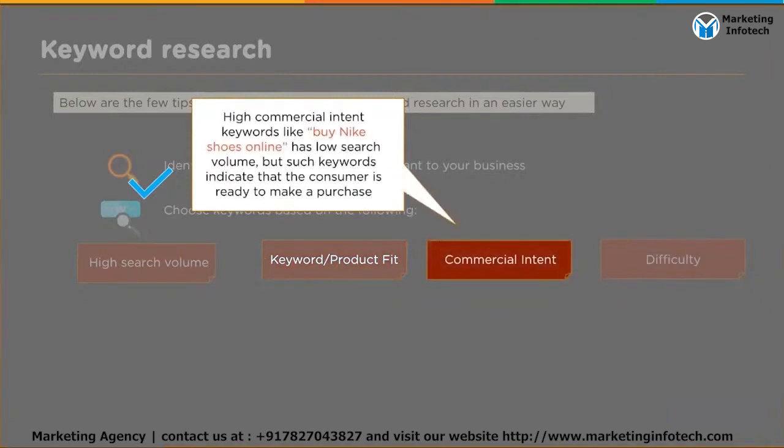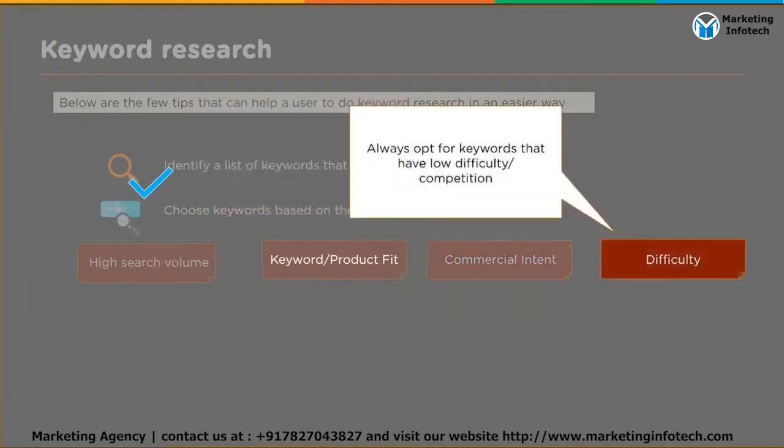Commercial intent. So we want to look at keywords that, for example, have buy in them. They may have low search volume, but if somebody's typing in that keyword, then we can insinuate that the consumer who typed in that keyword is ready to make the purchase. So we want to look at what the intent is of that keyword. And then again, the difficulty. Always opt for keywords that have low difficulty or competition.